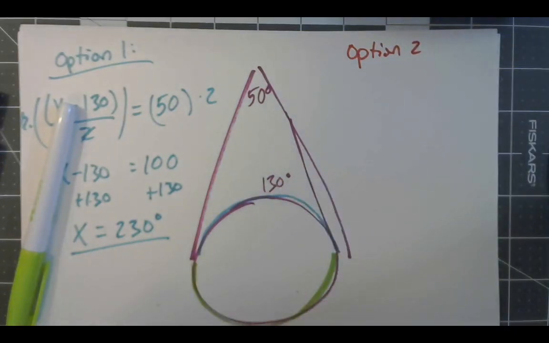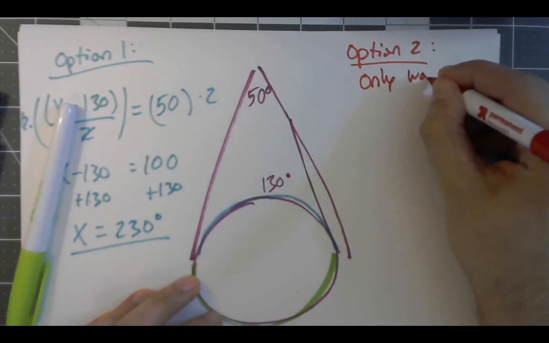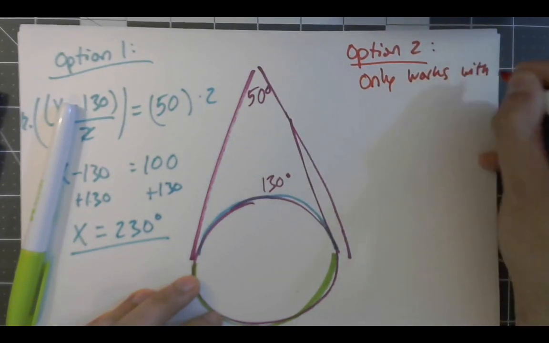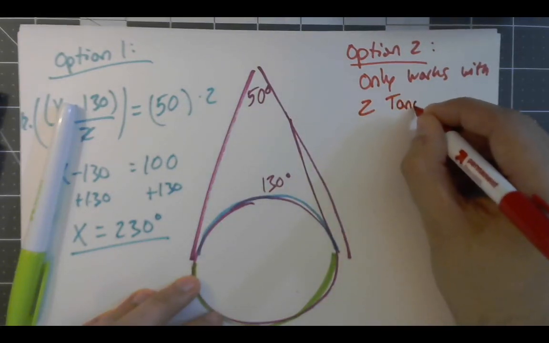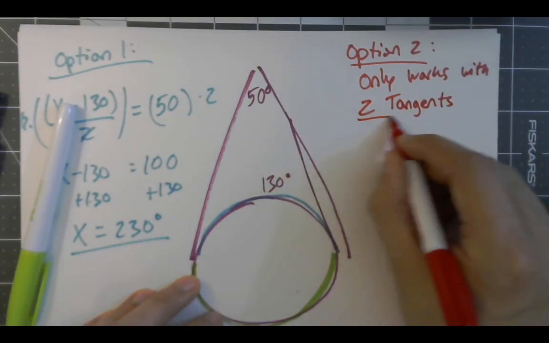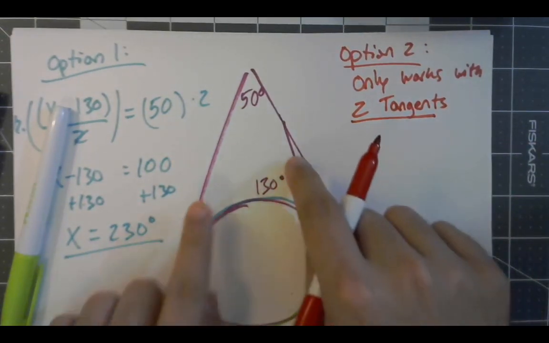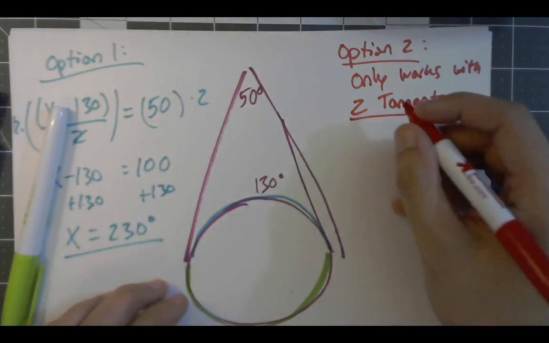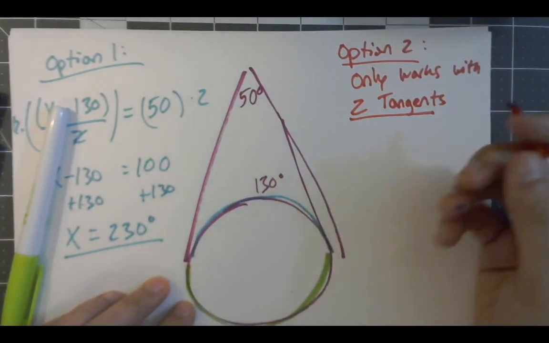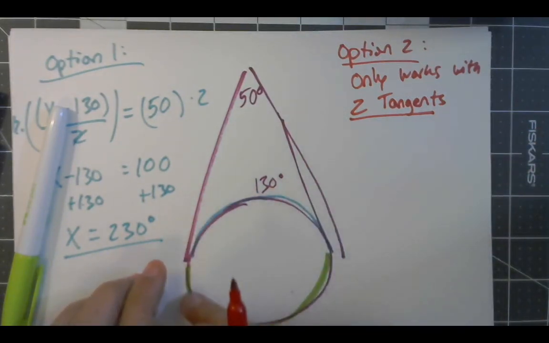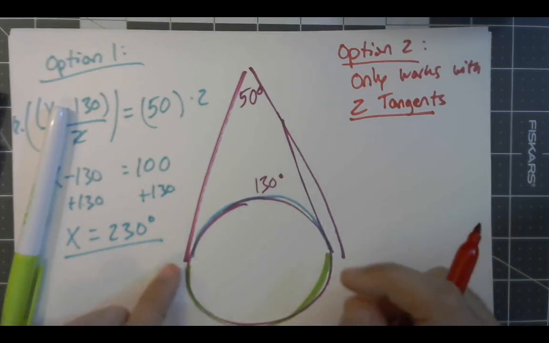Option 2 only works with two tangents, like you see here. If you have secants, this won't work. But you have this. We already have 130, but the whole circle, all of our circle is being used here. Hopefully you can see that. There's no place that's not being used.